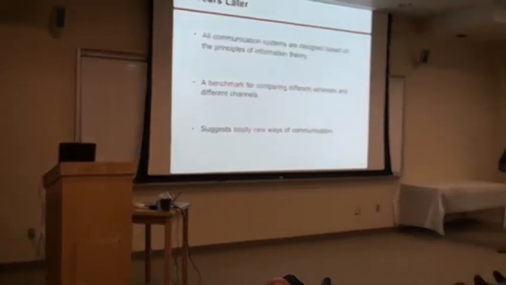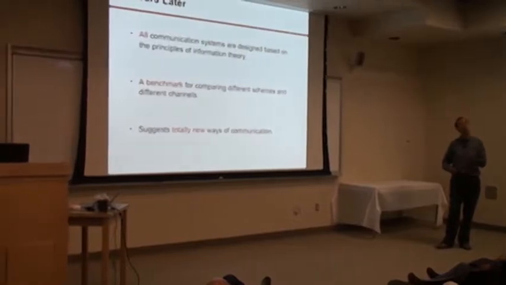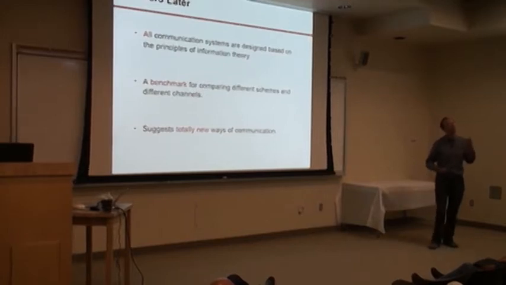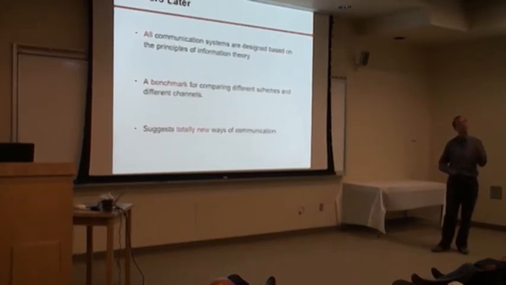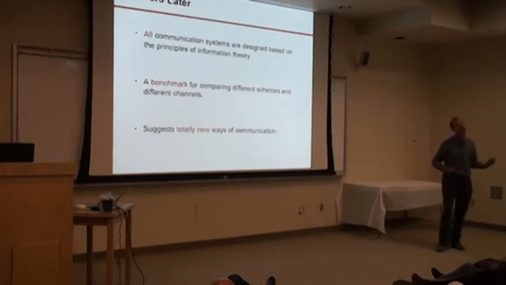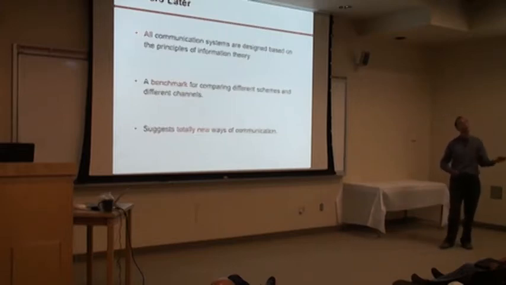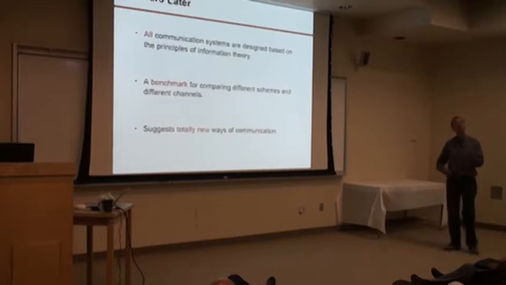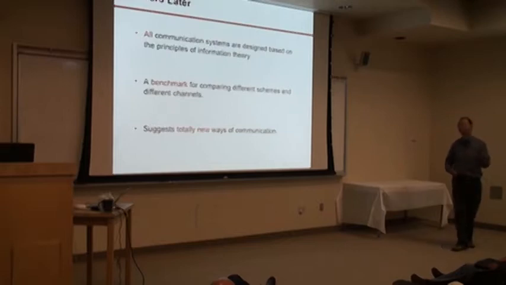And three, not only as a benchmark, it actually suggests totally new ways of communication. So when you design a communication system, engineers typically have certain insights or intuition about how to communicate over that physical medium. Okay? Information theory looks at the problem from a basic point of view, and sometimes the mathematical result you derive as a result of the information theoretic analysis gives you a totally different way of communication. And that has happened over and over again. In the field that I worked on, wireless communication, that has happened two or three times already, and it has happened in other fields as well.